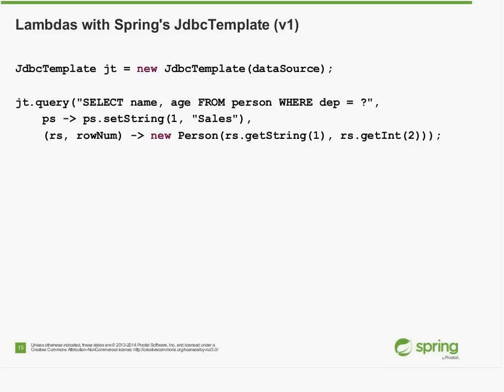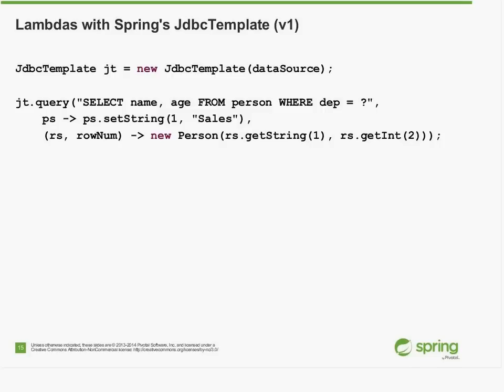Take just the simplest possible use of JdbcTemplates. Any kind of coding context that you're in here, any kind of method, maybe it's even the main method, whatever. You create a JdbcTemplate instance, passing a data source as usual, and then it starts becoming interesting when you look at the query method here, at the actual JdbcTemplate method call.